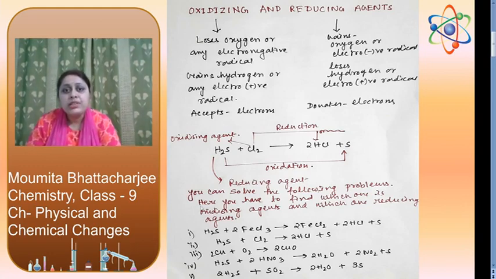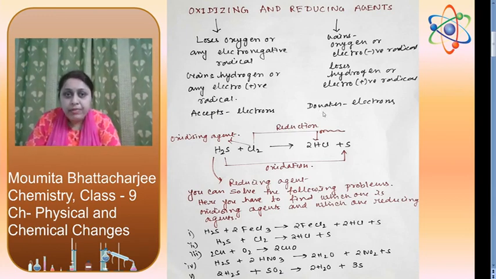Now what is an oxidizing and reducing agent? The oxidizing agent loses oxygen or any electronegative radical, and gains hydrogen or any electropositive radical. They are the acceptors of electrons, whereas the reducing agent gains oxygen or electronegative radical, loses hydrogen or electropositive radical, and they are the donors of electrons.